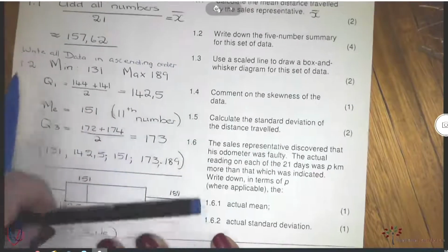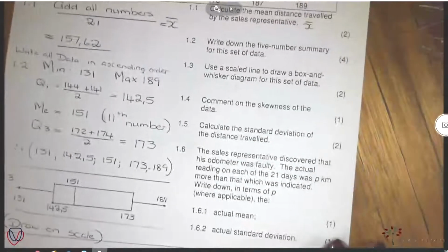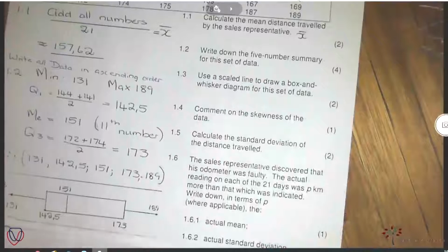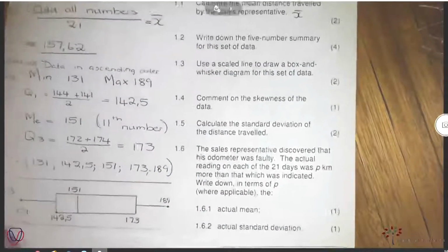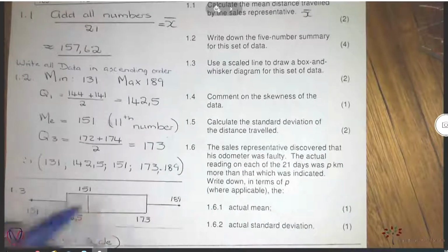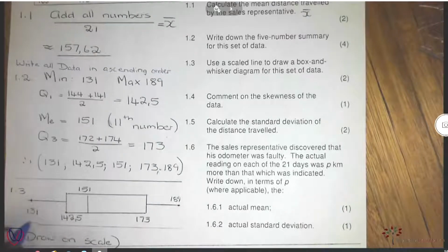I just decided that I'm going to do this. I guessed the distances, but you mustn't guess. Please, you must draw a scale there. And the scale must be from 130 to 190. 130 there, because then 131 will be there. And 190 there, because then your 189 will be there. And from 130 to 190, you can make it intervals of 10, and then get to your 190. Use your ruler.